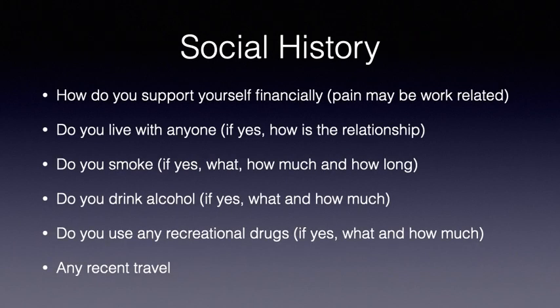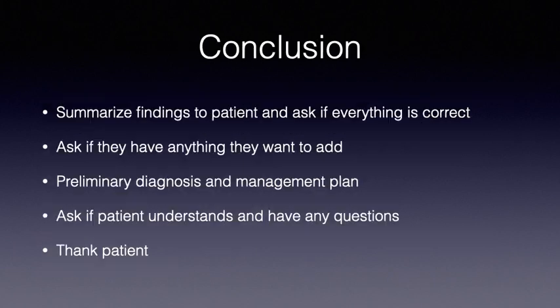Then for social history, you can ask about what they do for work, how they support themselves financially, and if the pain could be work-related. If they live with anybody and how that relationship is. Also smoking history, alcohol history, any use of recreational drugs, and any recent travel.